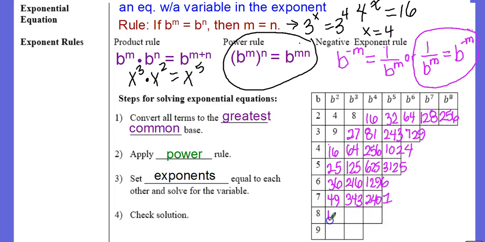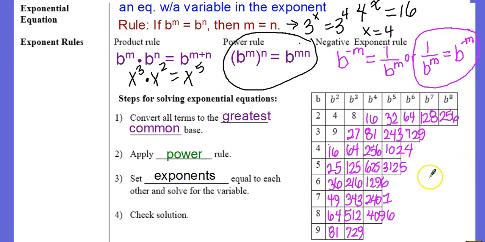Powers of 8. 8 squared is 64. Here it is, 512. And 4096. And then the 9's. 9 squared is 81. 9 cubed is 729. Have them handy when you're doing your homework.